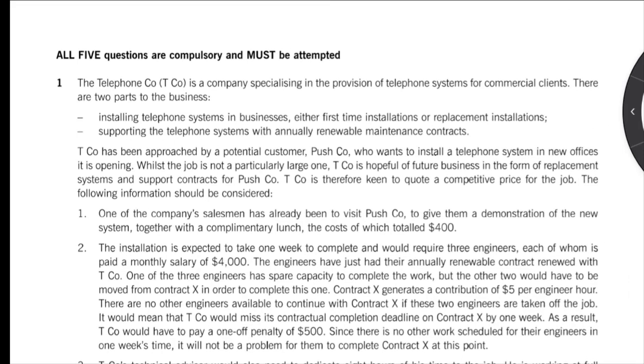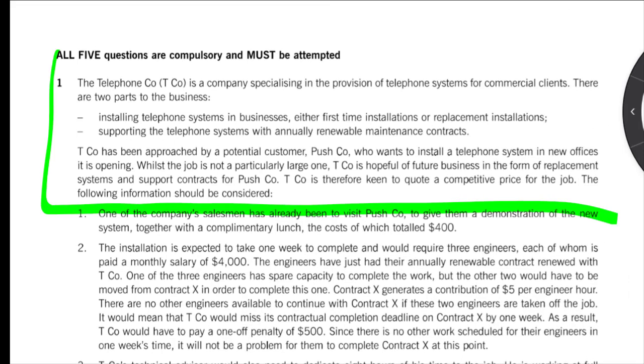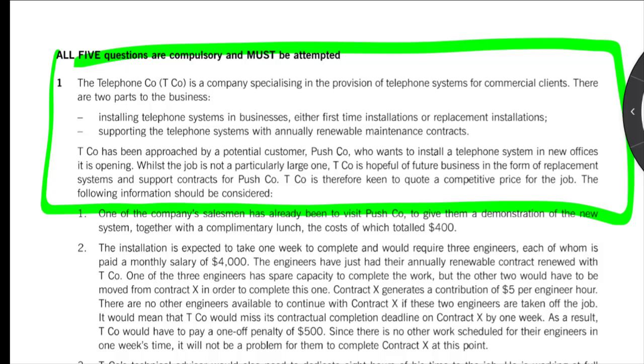First thing to do is read the introductory paragraph. What's the business all about? What is the business problem we are helping this company solve? So please pause the video, take a moment, and read the first intro paragraphs.